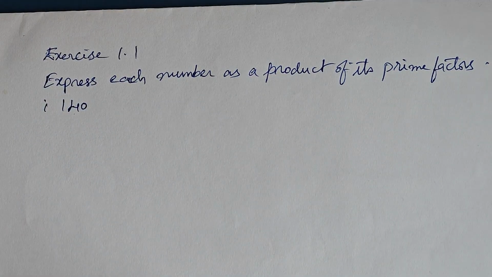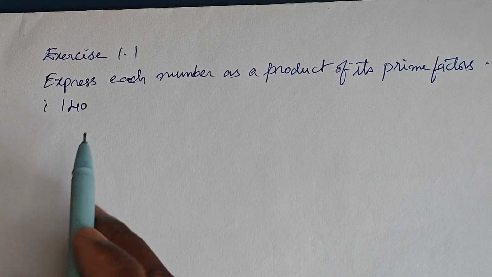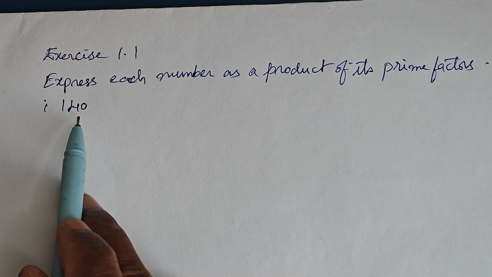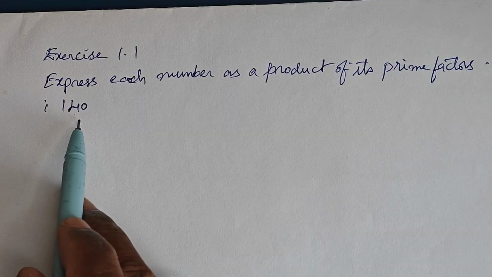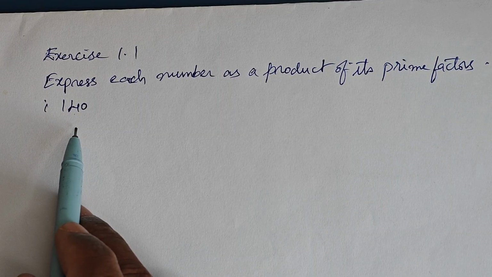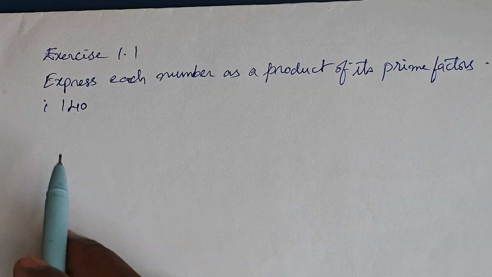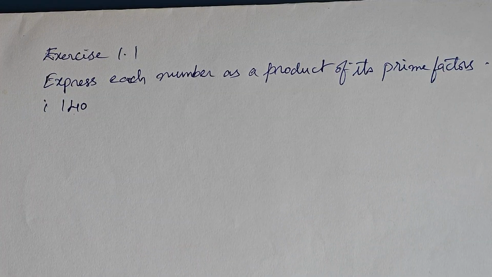Take 140. If you can recall the divisibility rules, any number divisible by 2, 5 or 10 will end with 0. If it ends with 2, 4, 6, 8, it will be divisible by 2. In the previous videos we have clearly discussed the divisibility rules, so try to go back and remember them.